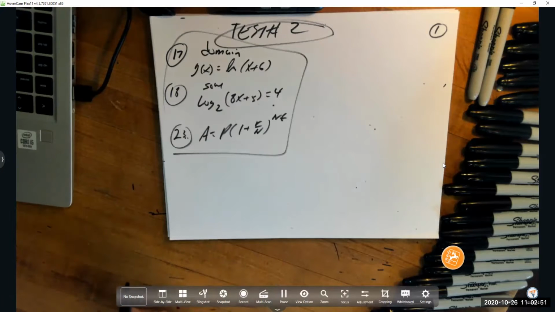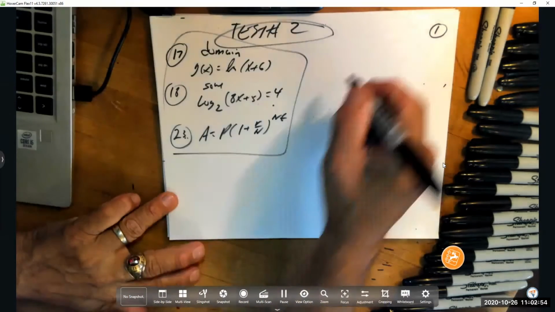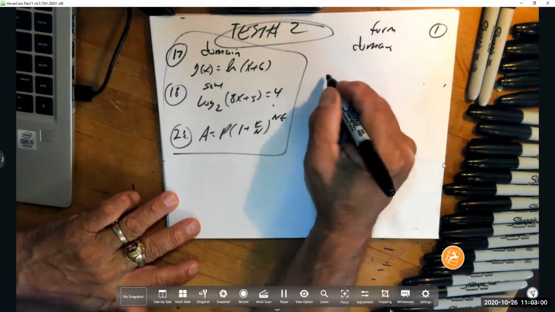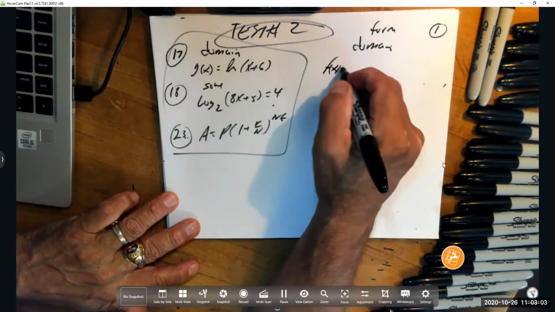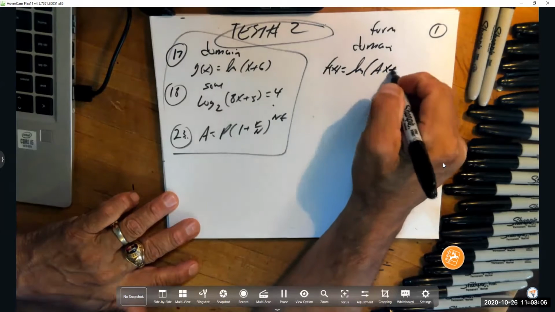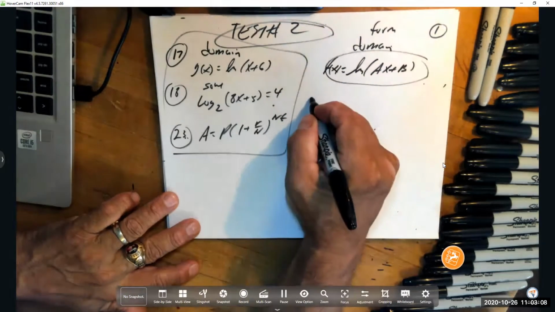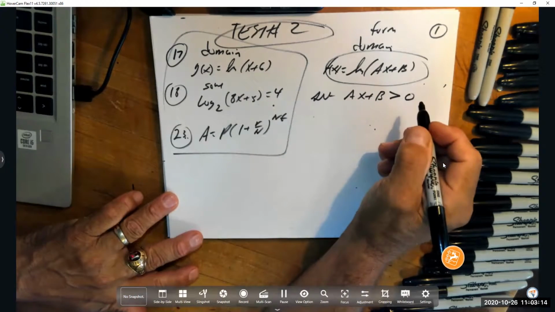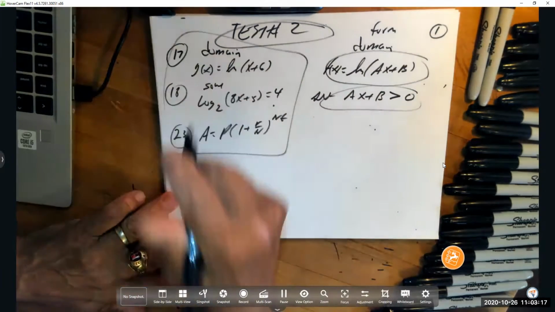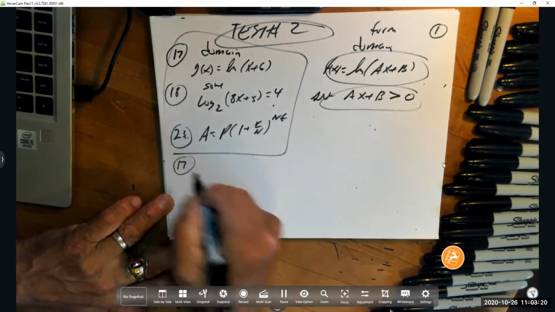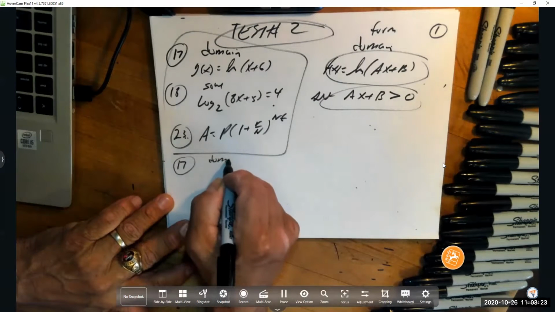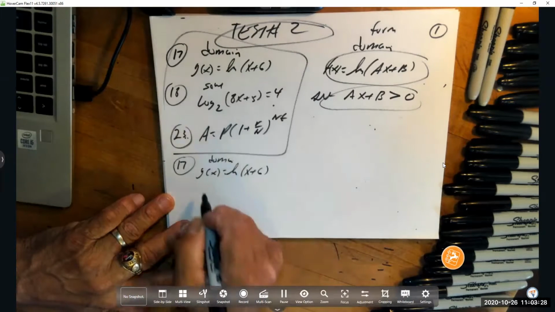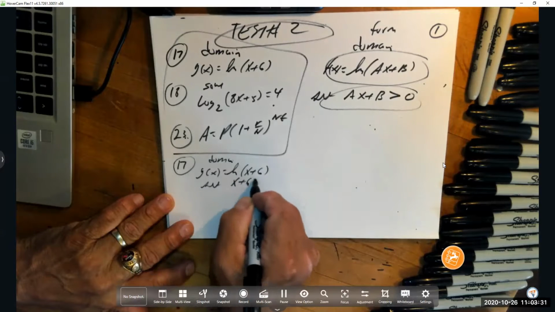Okay. All right. So let me do number 17 first. It says find the domain. And there's a formula for this: if you have f of x equals ln(ax plus b), the way you find the domain, you set ax plus b bigger than 0. So I'm gonna use this formula for that one. Number 17 says find the domain. It says g of x is ln(x plus 6).